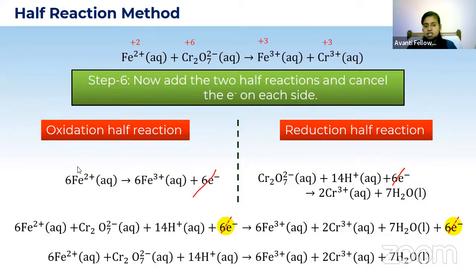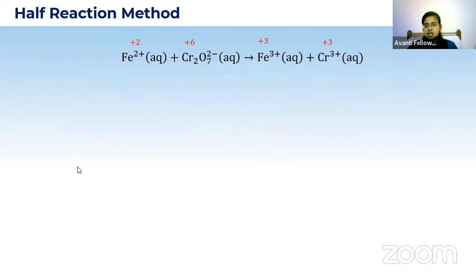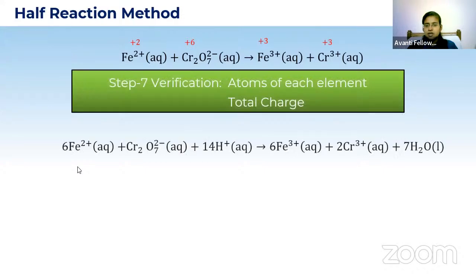Okay, 6 Fe2+ plus Cr2O7 2- with 14H+ is giving 6 Fe3+, 2 Cr3+ and 7H2O. Okay. Which method is easy, the oxidation number method or the half reaction method? Which is easy? Finally, you can verify whether all the atoms are balanced and all the charges are balanced.